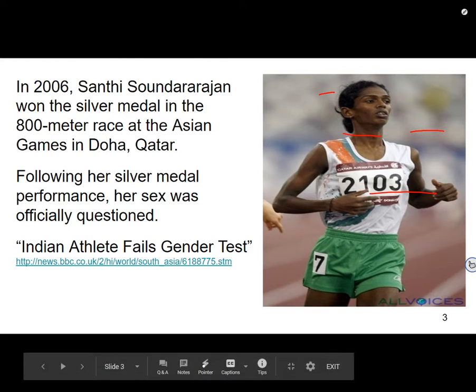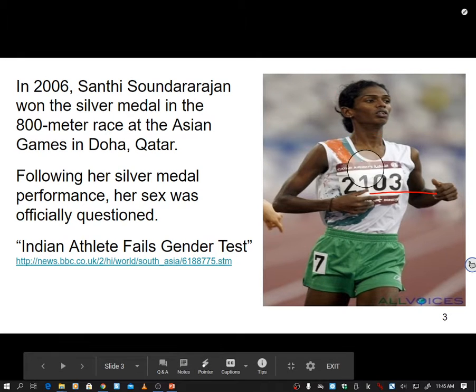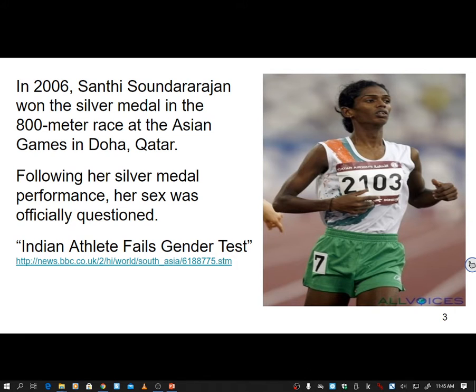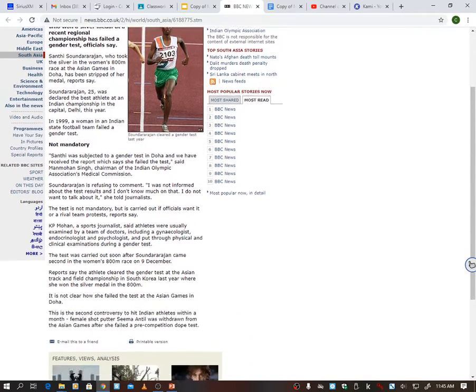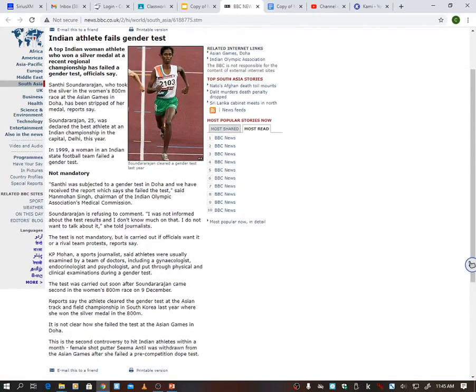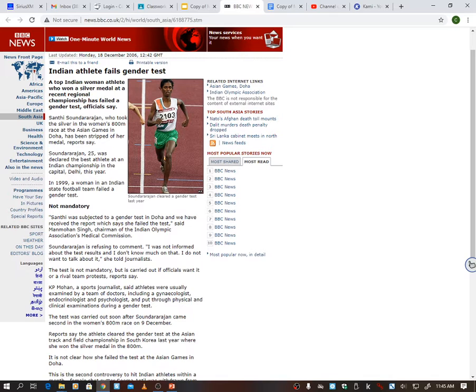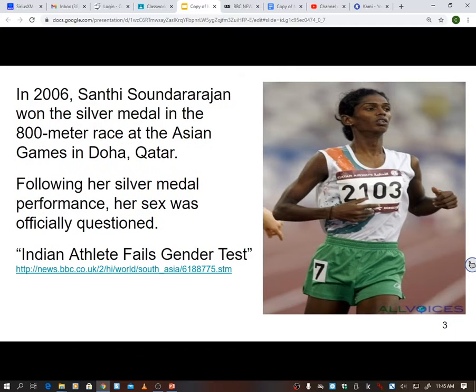All right, so let's go to the next slide. In 2006, Santhi Soundarajan, I know I probably mutilated her name, won the silver medal in the 800-meter race at the Asian Games in Qatar. Following her silver medal performance, her sex was officially questioned. There is an actual news story here from the BBC: Indian athlete fails gender test. I'm not going to read through the whole thing, but basically a top Indian woman athlete who won a silver medal at a recent regional championship has failed a gender test, officials say.